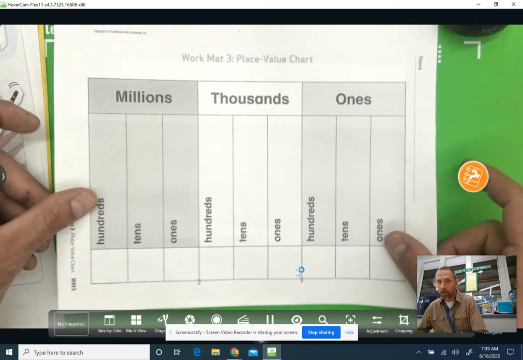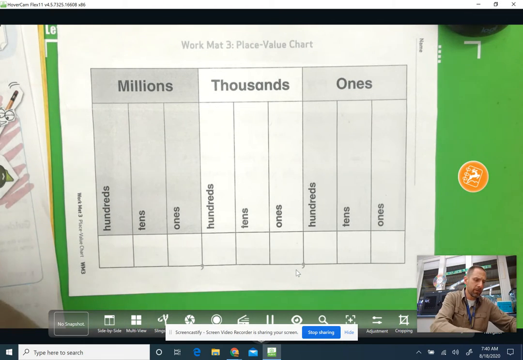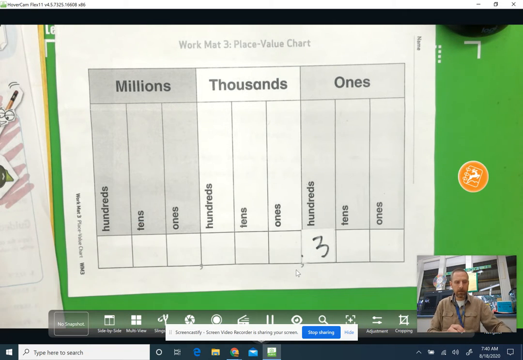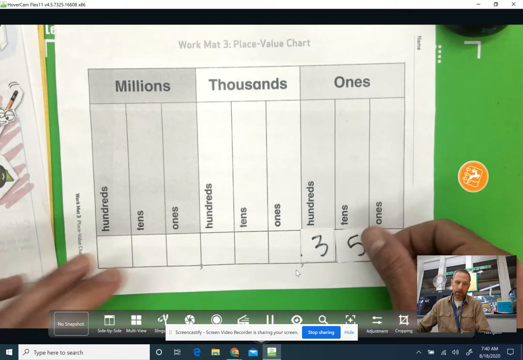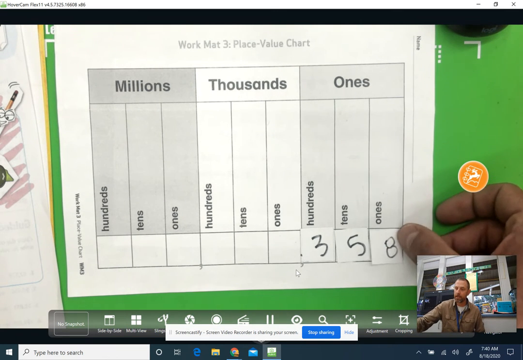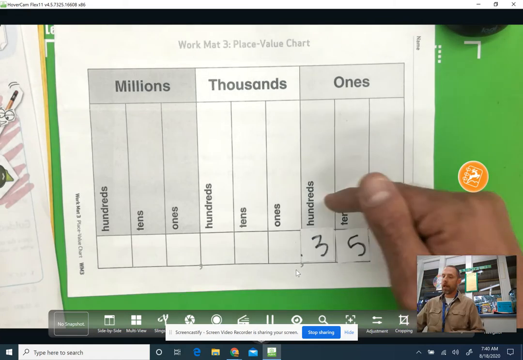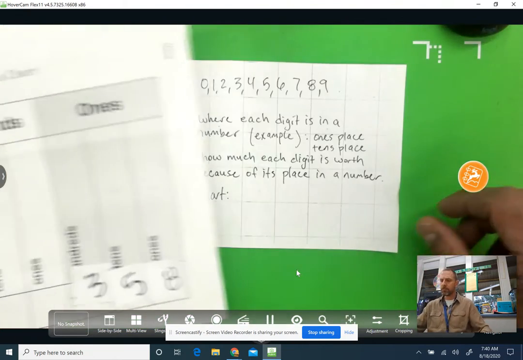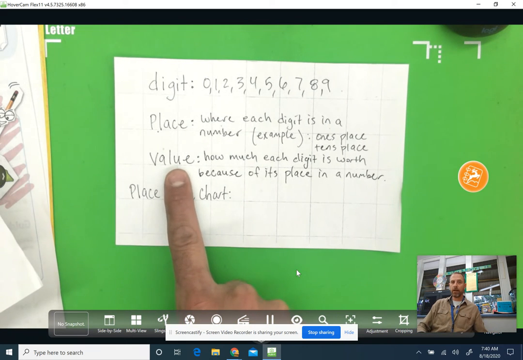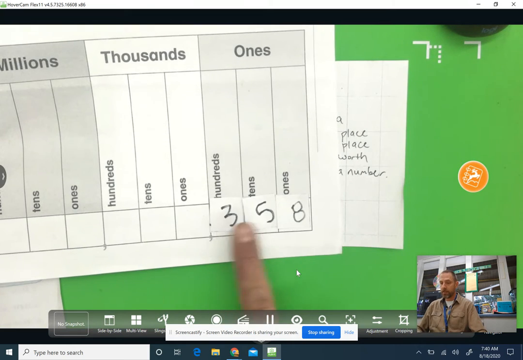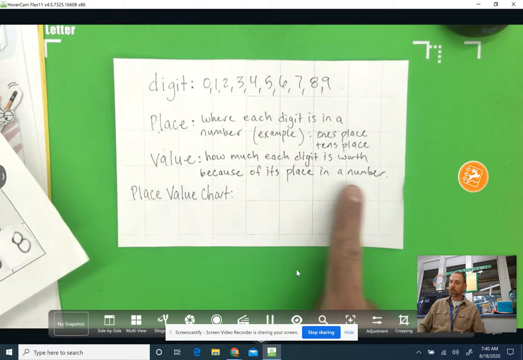Now, if I bring out a place value chart here and I start to build a number, I'm going to build the number 358. And if I want to know what the value of any one of these digits, 358, is, I just need to look at the place where that digit is. And that is what this definition means. The value of a number, or the value of a digit, is how much each digit is worth, okay? Digit 3, digit 5, digit 8, because of its place in a number.